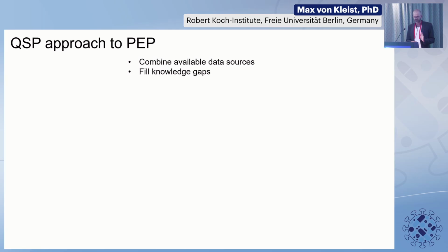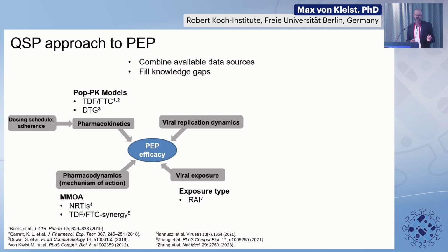Now for a QSP approach, what you typically do is combine all available data sources in a way that lets you address questions that couldn't be answered before. Concretely for PEP efficacy, we use POP-PK models developed previously with collaboration partners for tenofovir, emtricitabine, and dolutegravir. This allows us to model any dosing schedule and also adherence schedule. From this, we will know the concentrations at the effect site, which we here assume are the PBMCs.